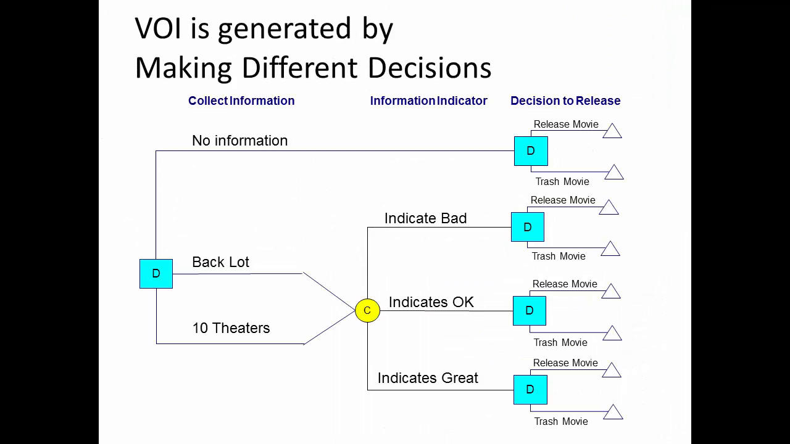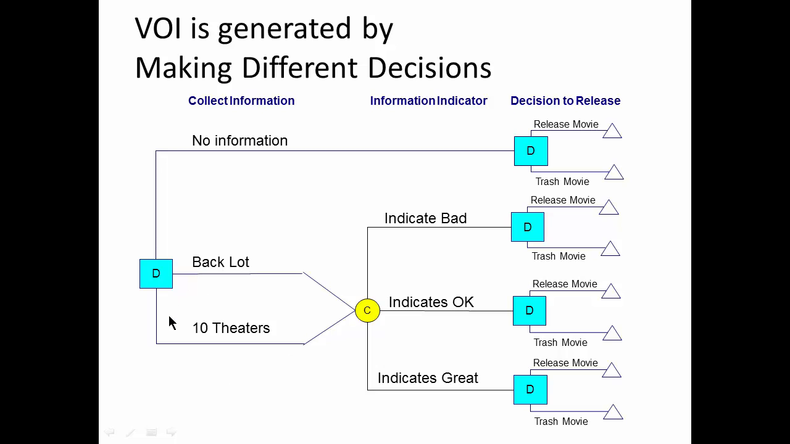So VOI generally is generated by making different decisions. In the no information case, we have to make a decision whether to release the movie or trash the movie. And in this problem, we've recharacterized the type of information as I can go out to the back lot of the movie theater, pick up some employees and say, hey, come and look at this movie and tell me what you think. That's my sneak preview. It doesn't cost a lot of money, and they indicate whether it's bad, okay, or great.